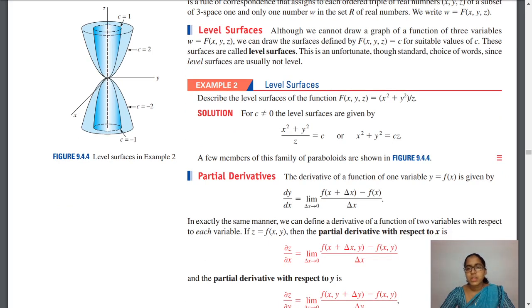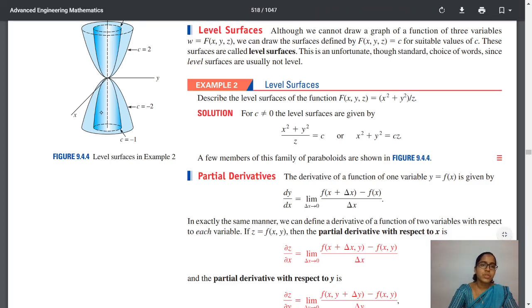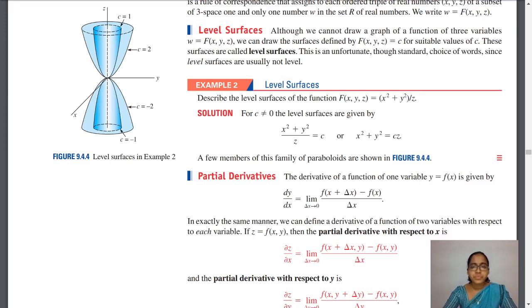Describe the level surfaces of the function f of x, y, z is equal to x square plus y square by z. So for c not equal to 0, the level surface is given by equating this value to c, that is x square plus y square by z equal to c, or x square plus y square is equal to cz. So some of the members of these level surfaces will be paraboloids. You can see the figure. When c is equal to 1, you will get this portion. c equal to minus 1 will give this figure.